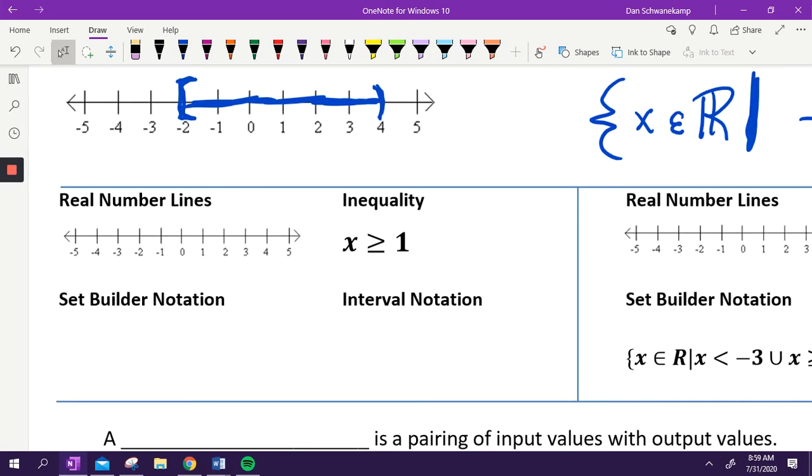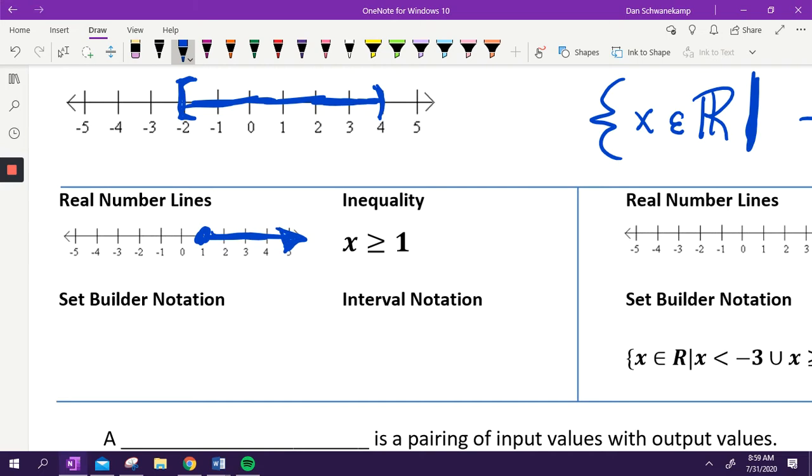x is greater than or equal to 1. So this time they gave me the inequality. First thing we're going to do is put it on the number line. So we're going to go to 1. Open or closed circle at 1? Closed. Which way is my arrow going to point, to the left or to the right? Right, because I'm greater than 1. So I'm going this way. I'm going to draw an arrow. Boom. We're good. There is my number line.